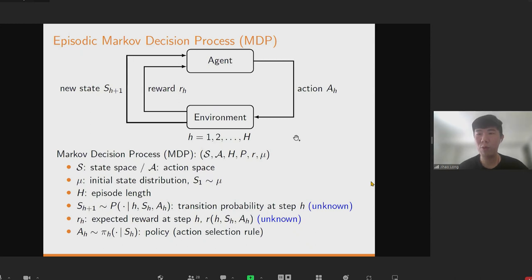So the transition probability P gives the distribution of the next state S sub H plus one given state S sub H and action A sub H at time step H. The reward function R gives the expected reward at H, S sub H and A sub H. The exact forms of both the transition probability and the reward function are unknown to us, but we can collect samples from them with any given state action tuples. We need to decide a policy which gives the distribution of the action at any given time step H, state S sub H, to maximize the expected total reward.